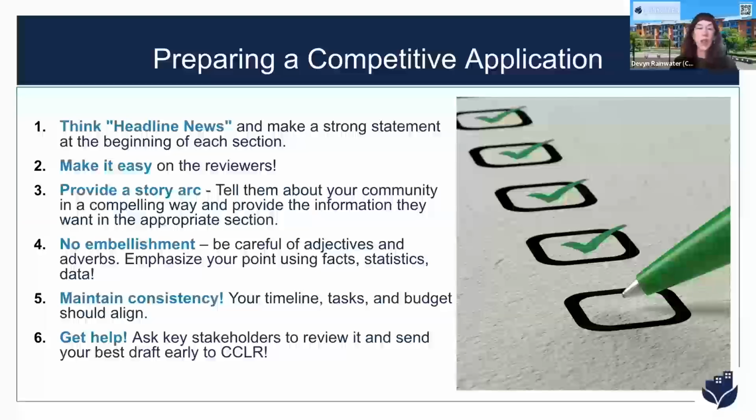And of course, get help and have folks like CCLR review your application, but you can also share it with folks in your network, even family members, to review it and see if it makes sense.